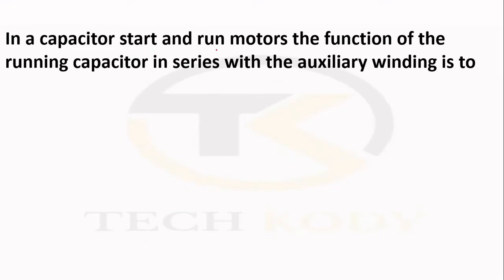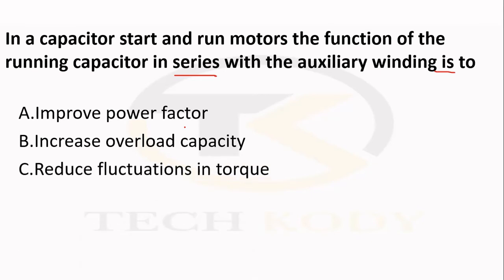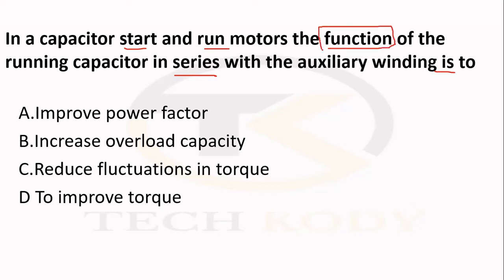In capacitor start and run motors, the function of the running capacitor in series with the auxiliary winding is to: improve the power factor, increase the overload capacity, reduce the fluctuation in the torque, or improve the torque. Here you can see that the function of the running capacitor in series with the auxiliary winding is to improve the torque. We connect this running capacitor in series with the auxiliary winding in capacitor start and run motors.